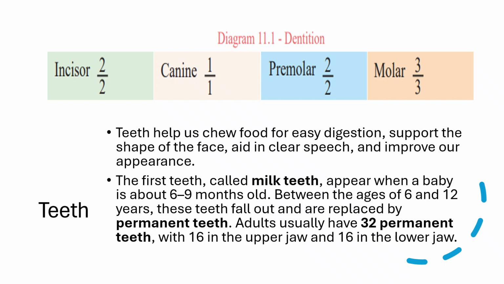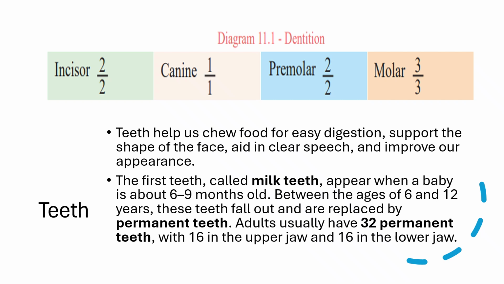Teeth. Teeth help us chew food for easy digestion, support the shape of the face, aid in clear speech, and improve our appearance. The first teeth, called milk teeth, appear when a baby is about 5 to 9 months old. Between the age of 6 and 12 years, these teeth fall out and are replaced by permanent teeth. Adults usually have 32 permanent teeth, with 16 in the upper jaw and 16 in the lower jaw.